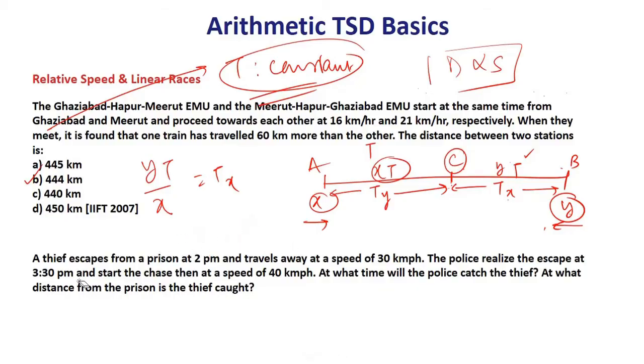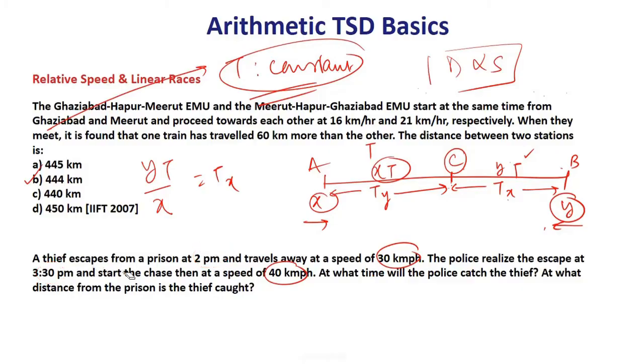Moving forward, let us see. A thief escapes from a prison at 2 p.m. and travels away at a speed of 30 km per hour. The police realize the escape at 3:30 p.m. and chase at a speed of 40. Now this is a perfect relative speed problem.